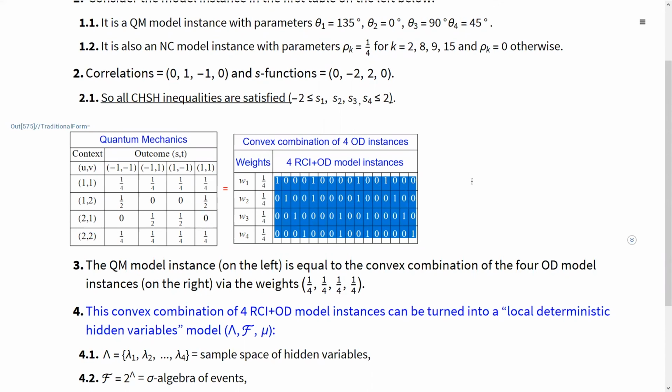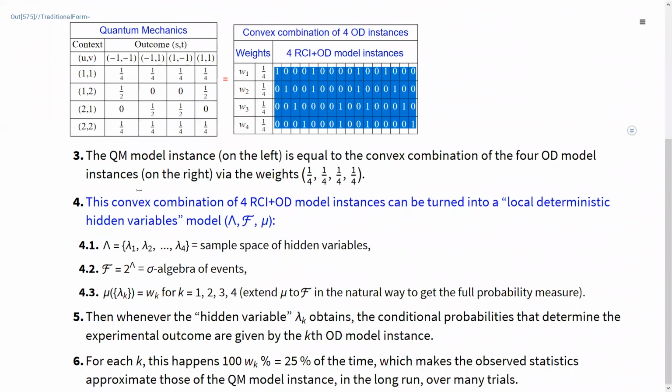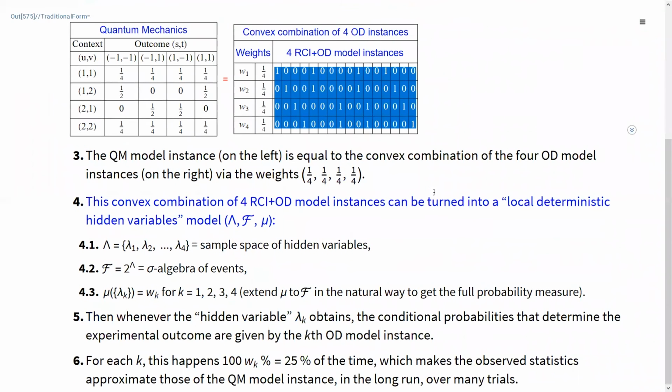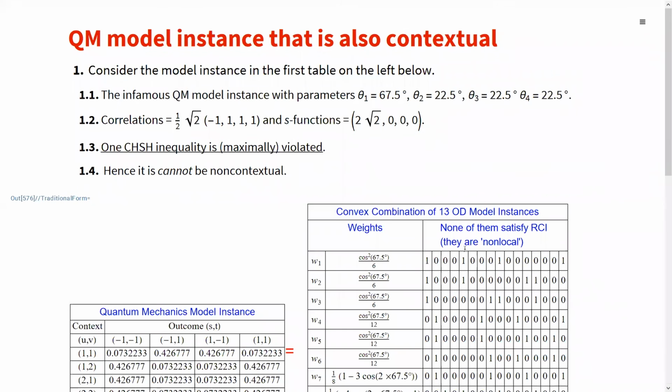So there's a hidden variables model for this QM model instance, and it's a local outcome deterministic model, but that's okay because this just happens to be one of the QM models, which is also local, also non-contextual, I should say. And you can turn this into a classical hidden variables model. I detail it a little here, but I'm probably running out of time. So let me go to the next one.